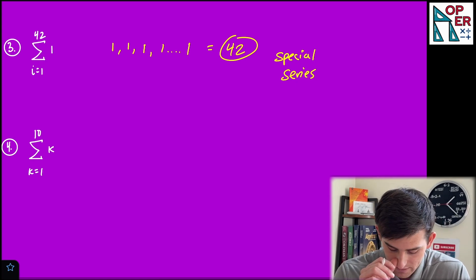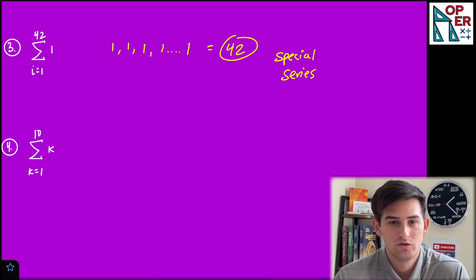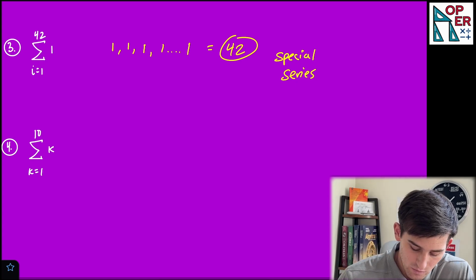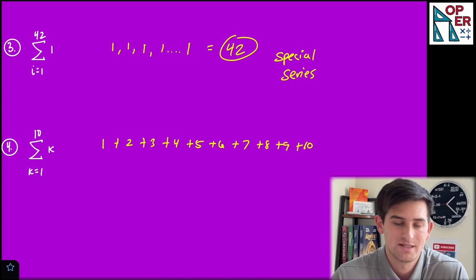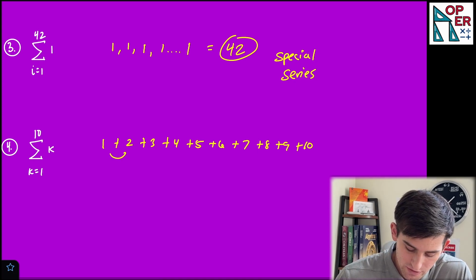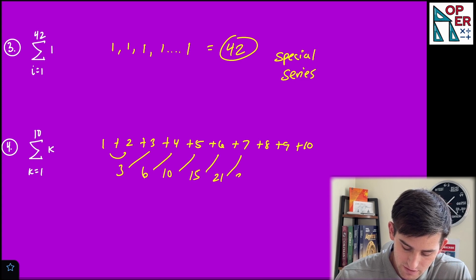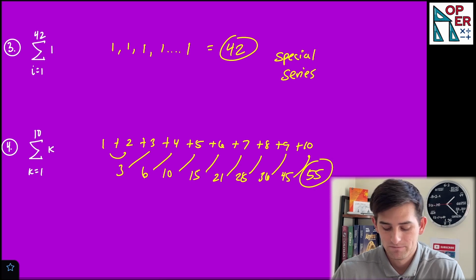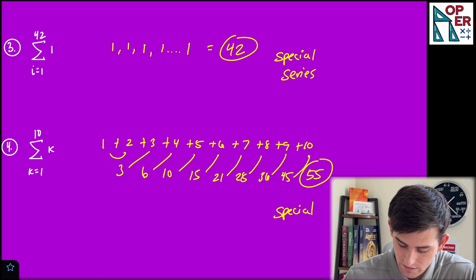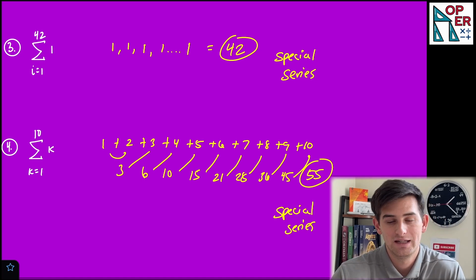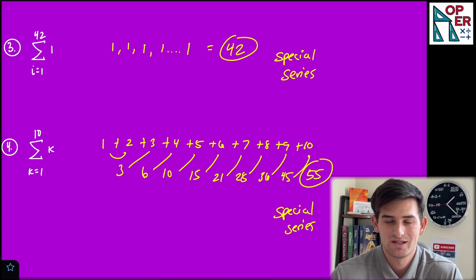All right, number 4, we have an upper limit of 10, a lower limit of 1, and our rule is just k. So here we would say 1, then 2, 3, 4, 5, 6, 7, plus 8, plus 9, and plus 10. And we're just going to add these together. So 1 and 2 would be 3, 3 and 3 would be 6, 10, 15, 21, 28, 36, 45, and 55. Okay, so our answer for number 4 would be 55, and this is also a special series that will also be included in the next video on special series and sigma notation.